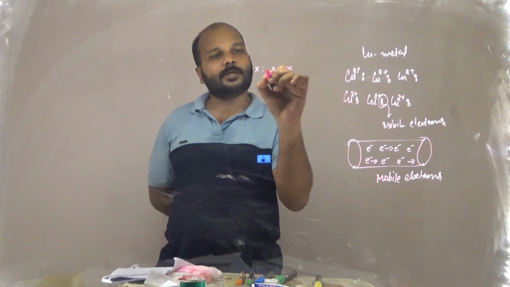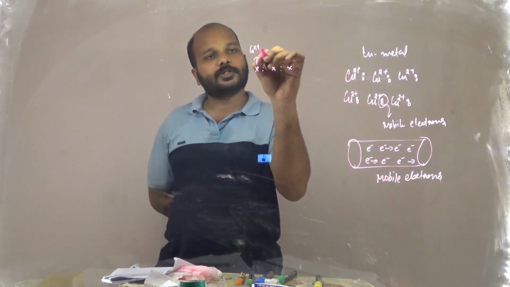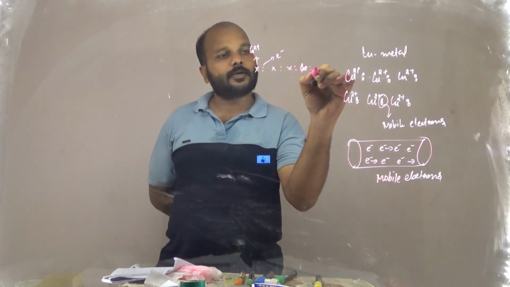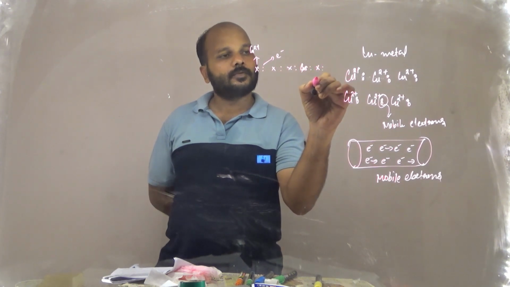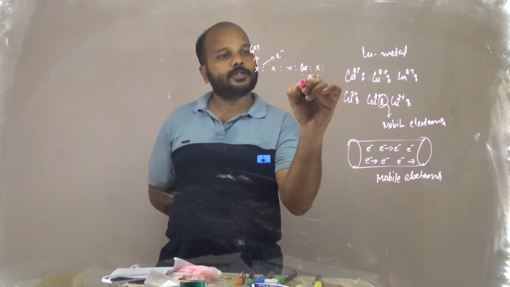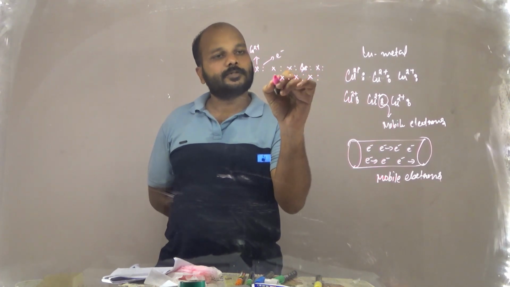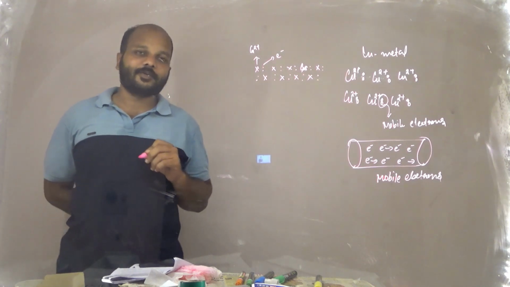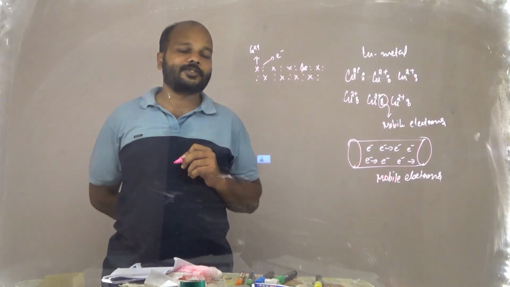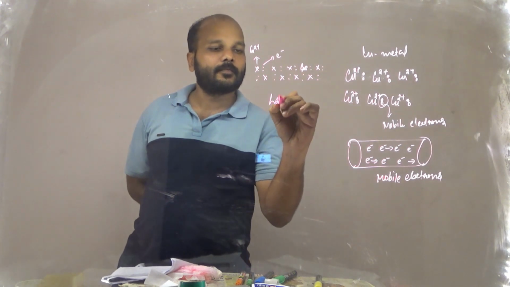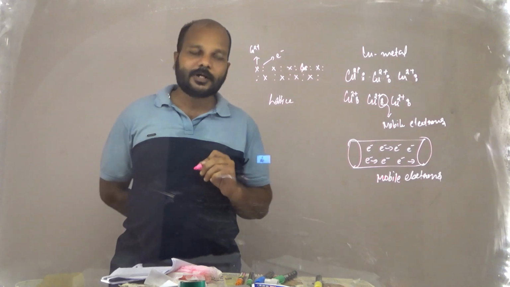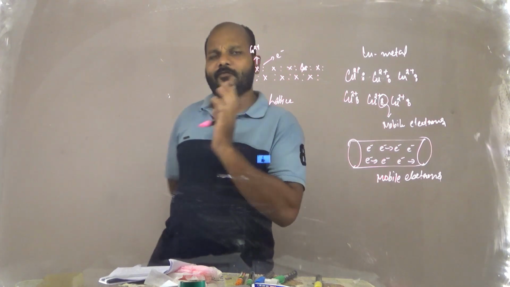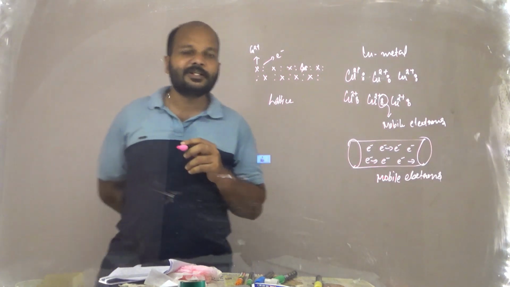If I draw it this way, this is a metal atom. This is Cu2+. These are electrons. In this way, they are arranged regularly. This way of arrangement of metallic ions, metallic atoms, we call a lattice. Due to that, these Cu2+ ions, or any metal atom, are very tightly bound.